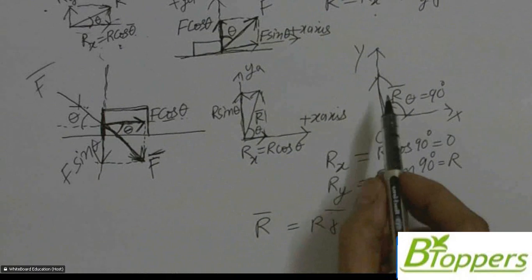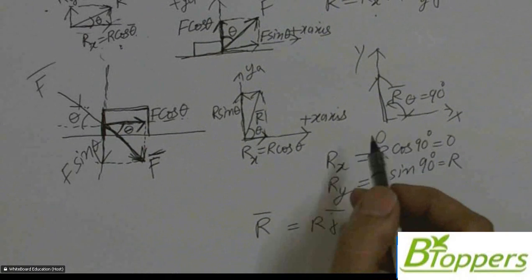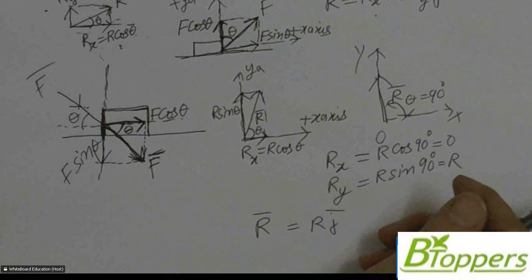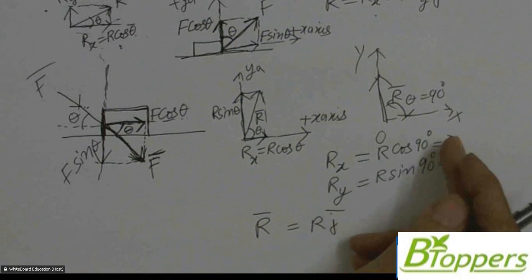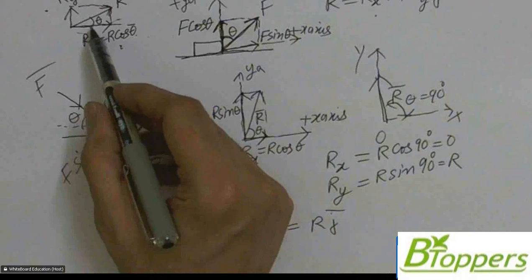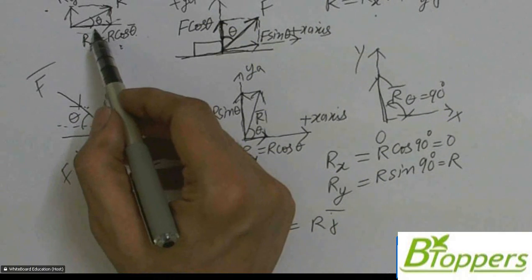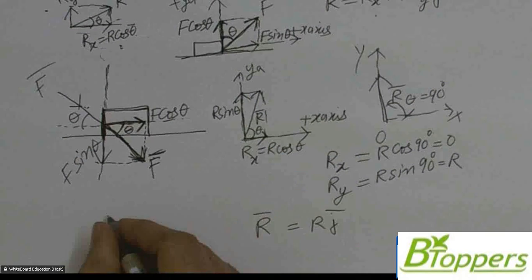Similarly, if a vector is directed parallel to the x-axis, we can say that its rectangular component along the y direction is 0. That means in the same figure, the starting figure, I have used letter theta to denote the angle made by the vector R bar with x-axis.